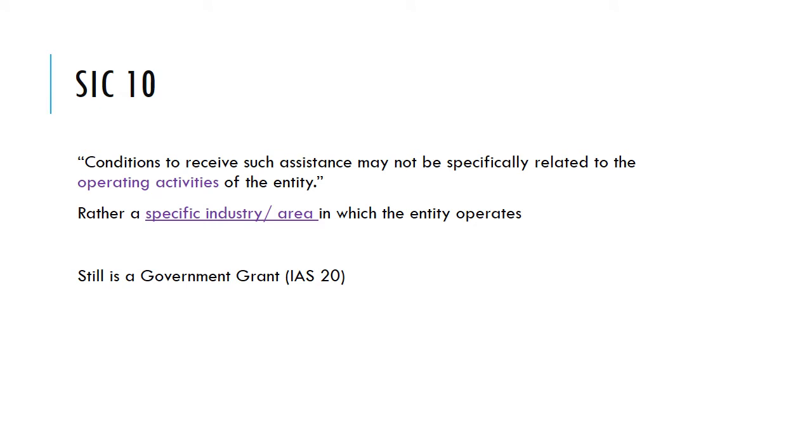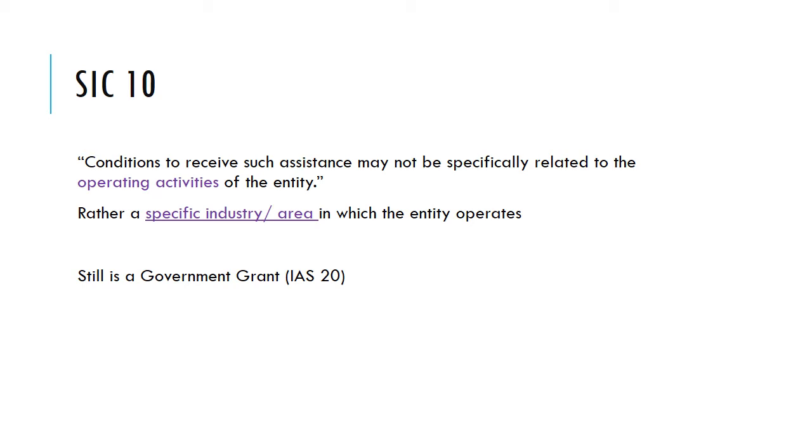Okay, so this has to do with what if conditions to receive such assistance may not be specifically related to the operating activities of the entity. Remember, one of the requirements of the IAS 20 definition of government grant is that it must relate to the entity's operating activities. Now the question is, what if it doesn't? So it rather relates to the industry or the area in which the entity operates. Is this still a government grant or not?